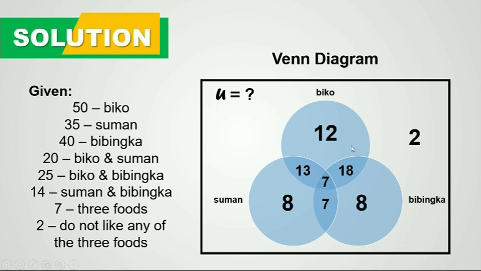And then what are you going to do for you to know the value of the total number of people? So ano ang gagawin natin? All you just need to do is to add them all. So 2 plus 12, that's 14, plus 13, that's 27, plus 7, that's 34, plus 18, that's 52, plus 8, that's 60, plus 7, that's 67, and then plus 8, that's 75. So therefore, the total number of people who were surveyed is 75.